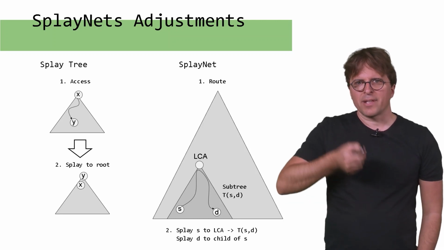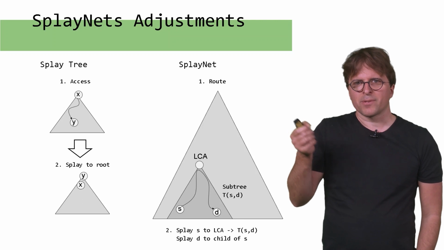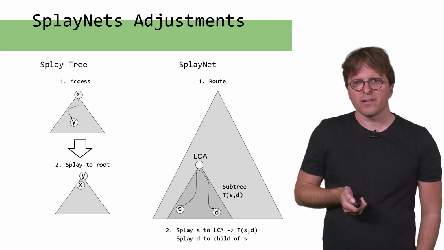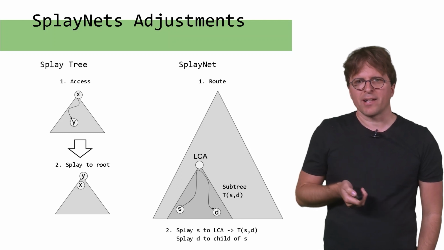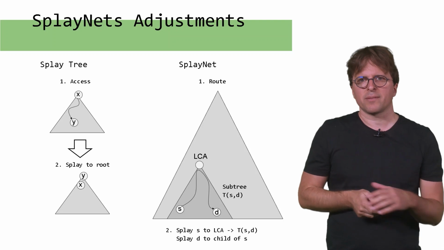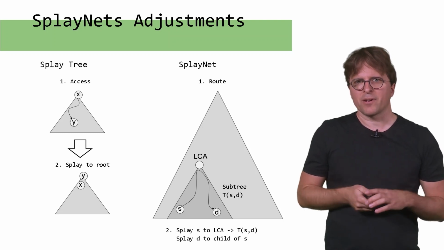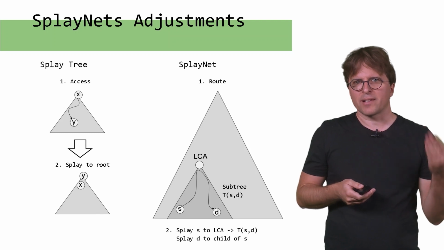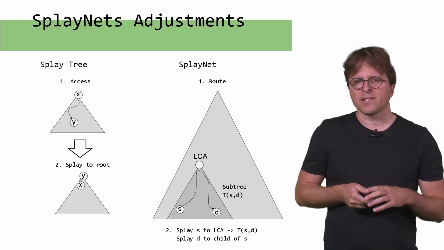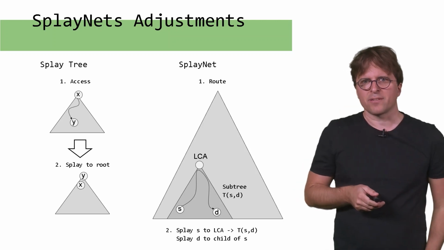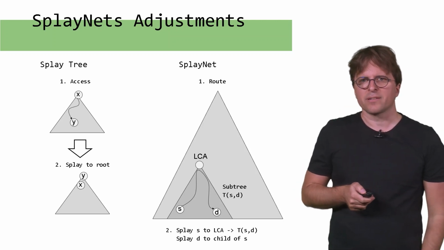Once S has become the root of this tree, we can also splay the destination up to become the child of the source. That makes the two neighboring. So we can make them directly become neighbors, like in the splay tree where the accessed data becomes the root. In the SplayNet, the source and destination become neighbors in the least common ancestor, or in the subtree where they are located.